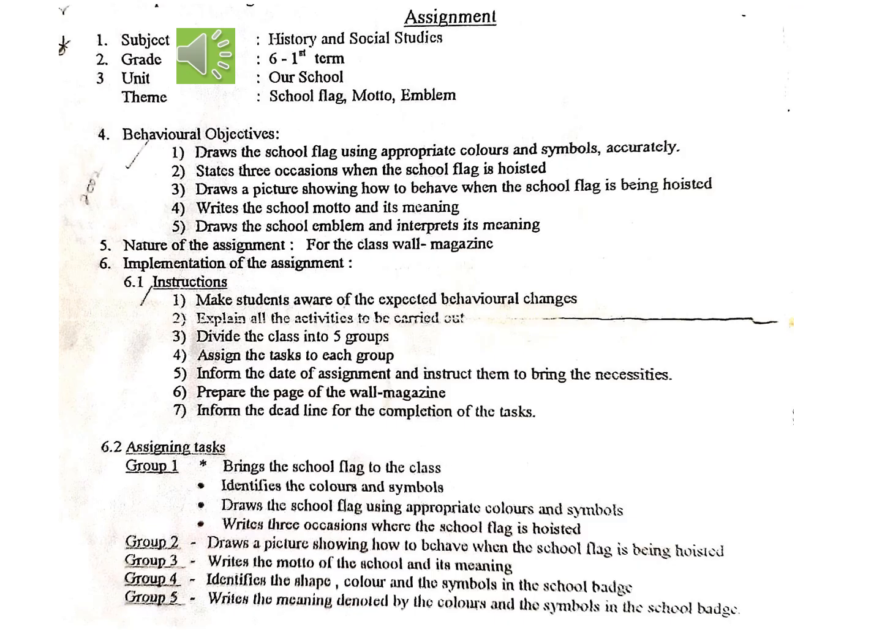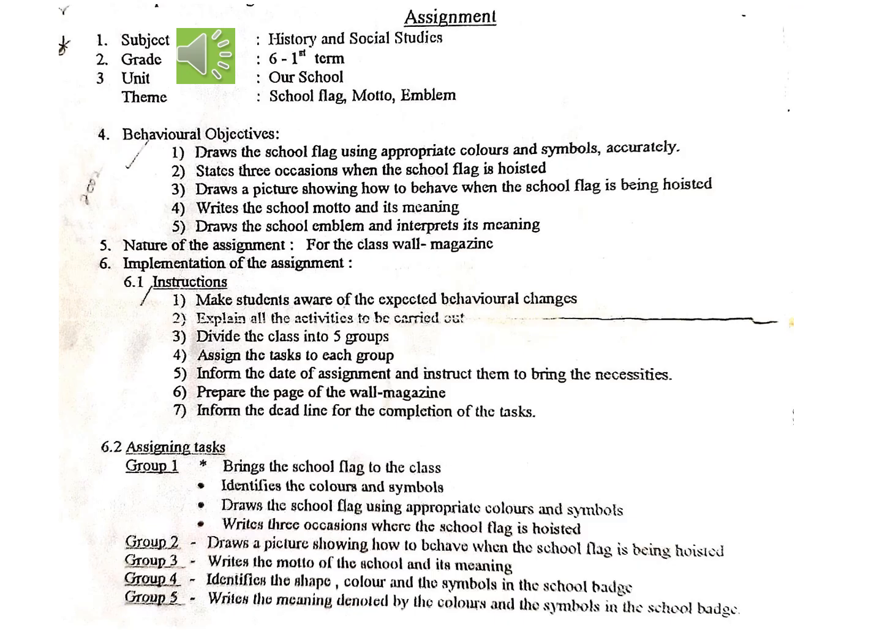Make students aware of the expected behavioral changes. What are the behavioral changes here? The objectives, right? So at the end of the assignment, the whole class should be able to identify the colors, the symbols in the school flag, and when should we have to hoist the school flag. Likewise, all the objectives. Number 2, explain all the activities to be carried out.